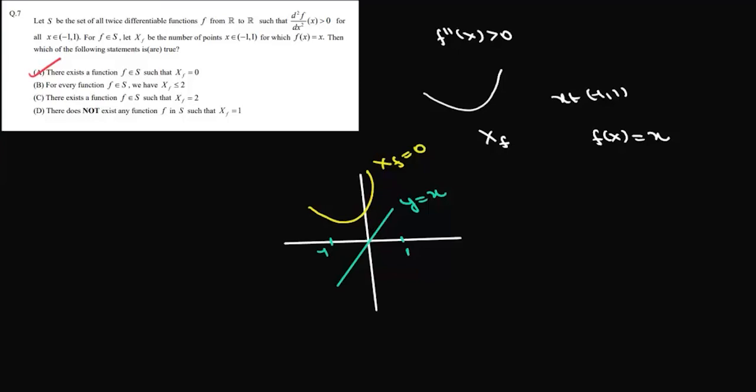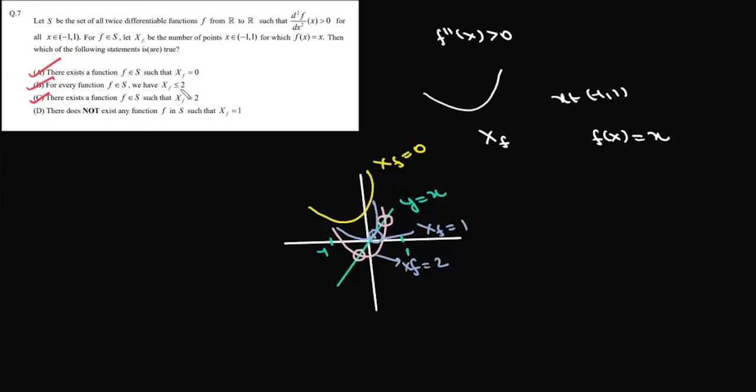C is there exists a function such that xf equals 2. Now we can take a function which can be drawn like this, where we'll have 2 points of intersection. So xf can take the value 2. So that means this option C is also correct. And then we can also have this function f, where this curve just touches this line, and in that case, value of xf will be simply 1. So xf can take the value 0, 1 and 2. So option B is correct.